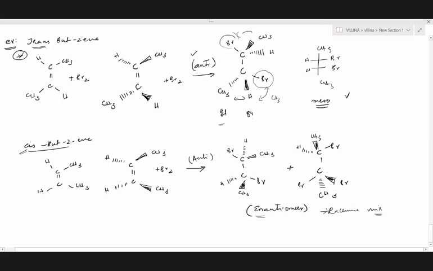This part was asked in the previous mains. So how many stereoisomers are formed at the end of bromination of trans-2-butene? And the answer is only one, because one meso compound will be formed.